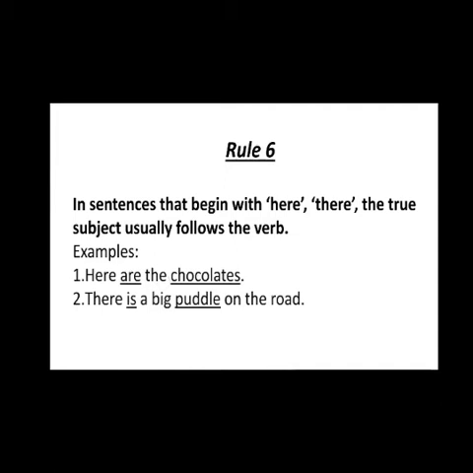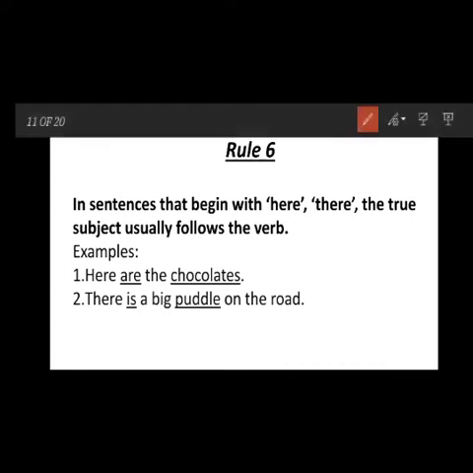Rule 6. In sentences that begin with here or there, the true subject usually follows the verb. Here, "there" is not the subject, as it's not a noun. Sometimes we have to know what our true subject is. Like, "Here are the chocolates." Is "here" the subject? No. The chocolates is the subject and it is plural, so the verb "are" is plural. And "There is a big puddle on the road." Puddle is singular, so the verb is singular.